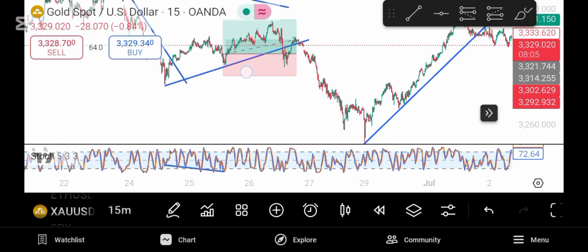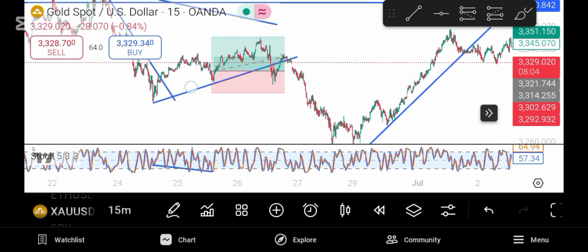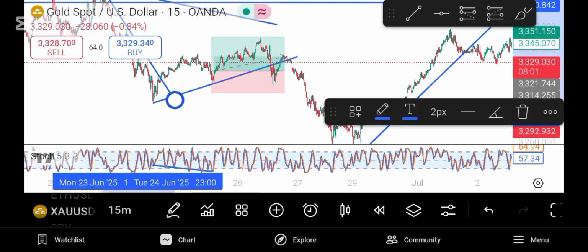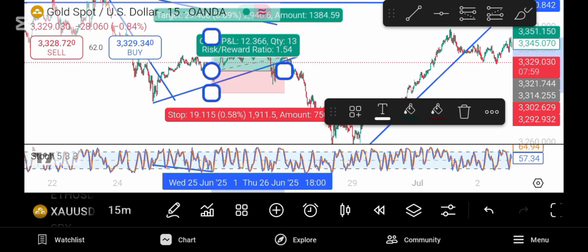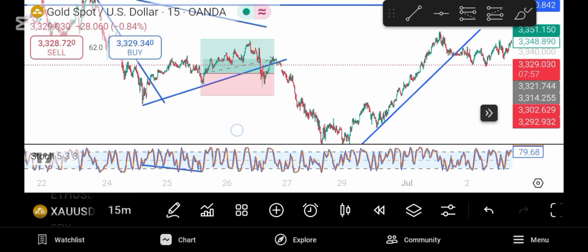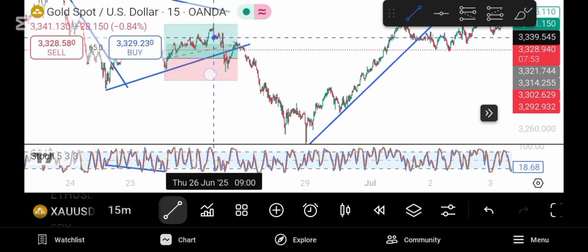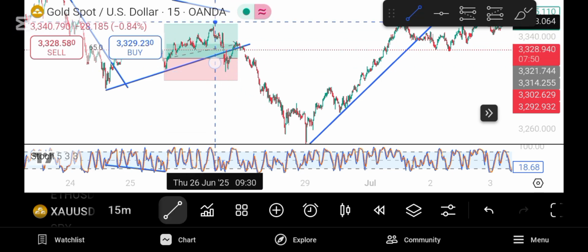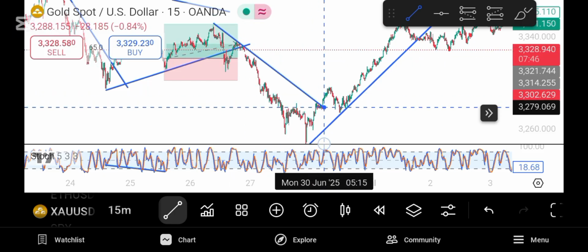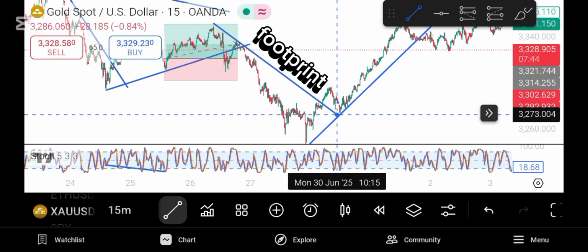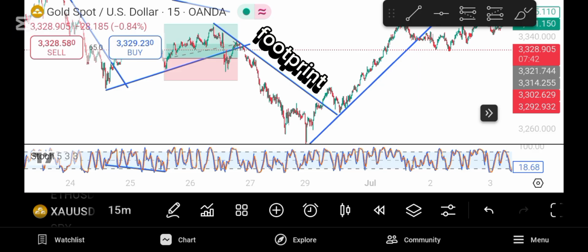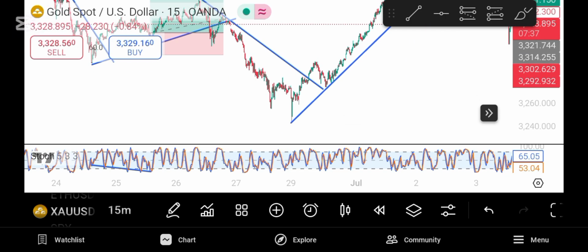So this is our footprint here. It broke the trend and went down. So you can again draw your footprint. This is how it works. Draw your footprint again. As you can see, this is another clear footprint. In this trade again, there was no time for first layer. Most of the times on the lower time frame, there's not much time for first layer.